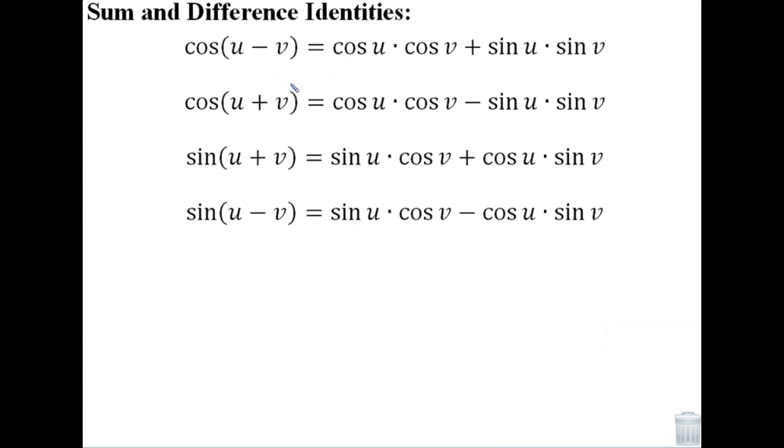Now, a few things to notice about them. First off, with the cosine, it goes cosine, cosine, sine, sine for both the difference and the sum. Whereas with the sine, it goes sine, cosine, cosine, sine for both of them. Also notice with the cosine, the signs don't match. When we're subtracting within the cosine, it's adding outside of it, and vice versa. With the sine functions, the signs match up. The plus goes with the plus, minus with the minus.